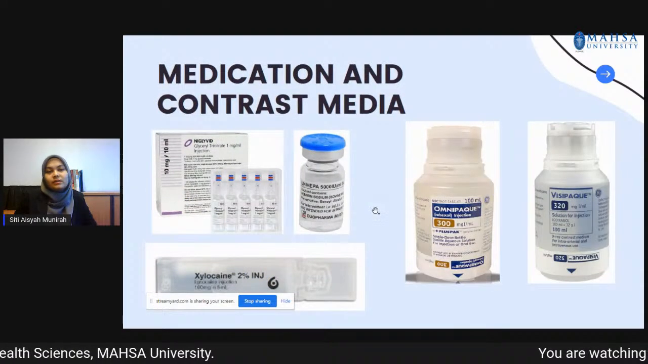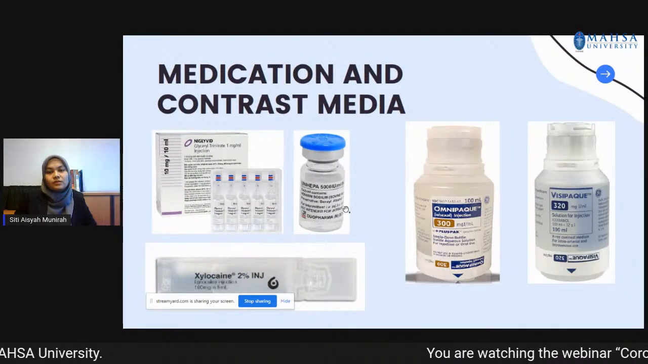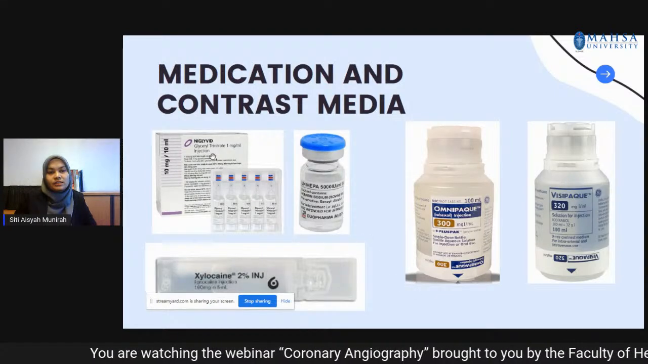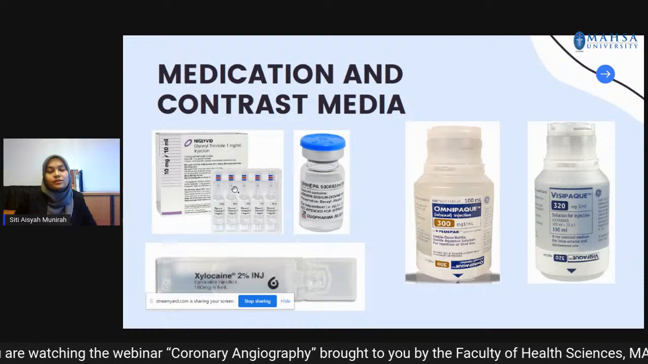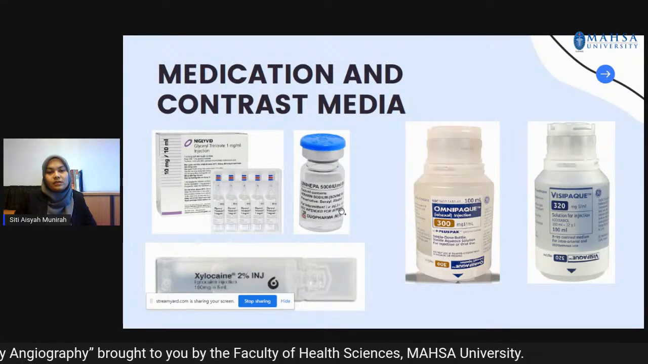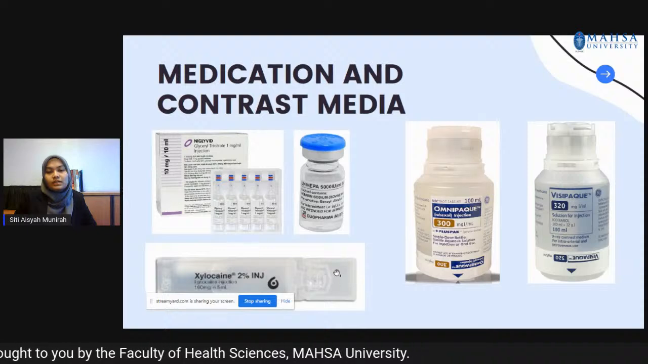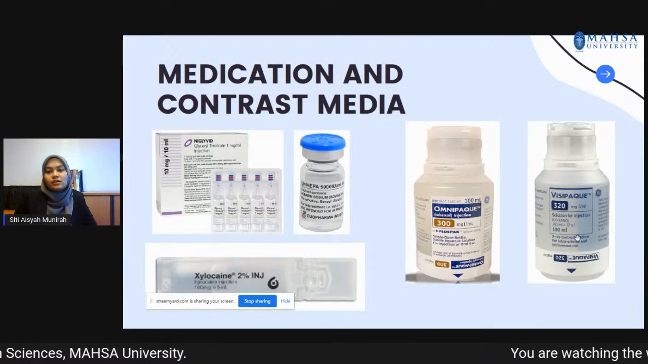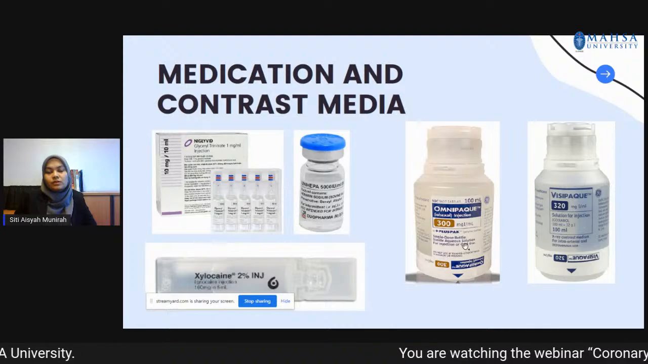Okay, so these are among the medications and also the contrast media used during coronary angiography. Here we have glycerin trinitrate to reduce the angina, and this is the heparin as an anticoagulant. Xylocaine is for local anesthesia to numb the region of interest. And on the right hand we have the contrast media.